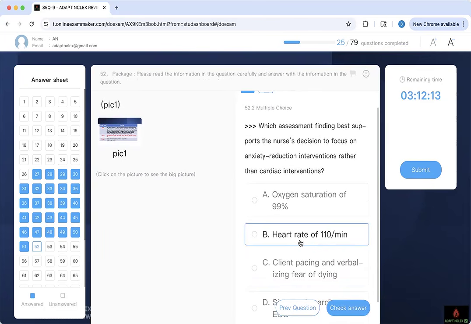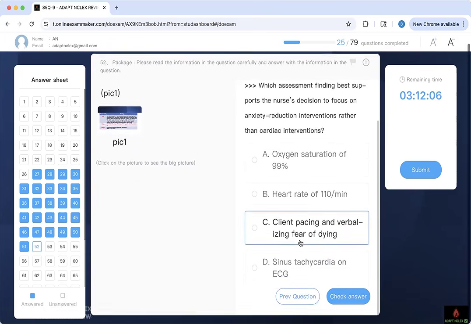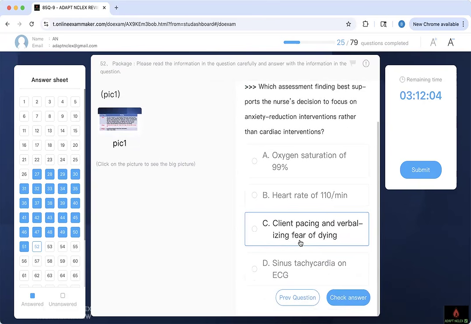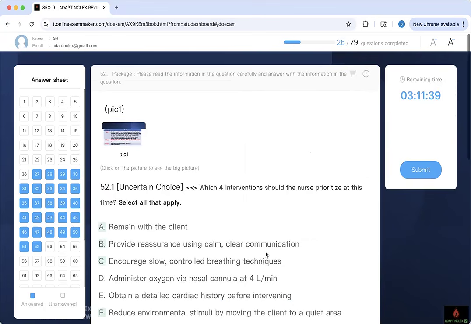Which assessment finding best supports the decision to focus on anxiety reduction intervention rather than cardiac intervention? Because this is not a cardiac problem. Why? Which one tells you I should focus on that? Because the client has an oxygen saturation of 98.9, his heart rate is 110, and the client is pacing and verbalizing fear of dying, or sinus tachycardia. Which one tells you this is anxiety rather than a cardiac problem? It's because he is pacing non-stop. And that's your right answer.